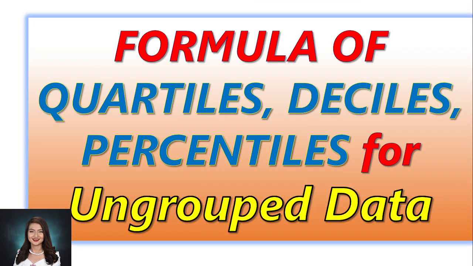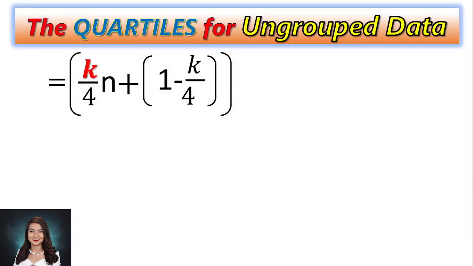We have here the formulas of quartiles, deciles, and percentiles for ungrouped data. So you must remember that we have different formulas for grouped data and for ungrouped data. First, let's talk about the quartiles for ungrouped data. So here is the formula.